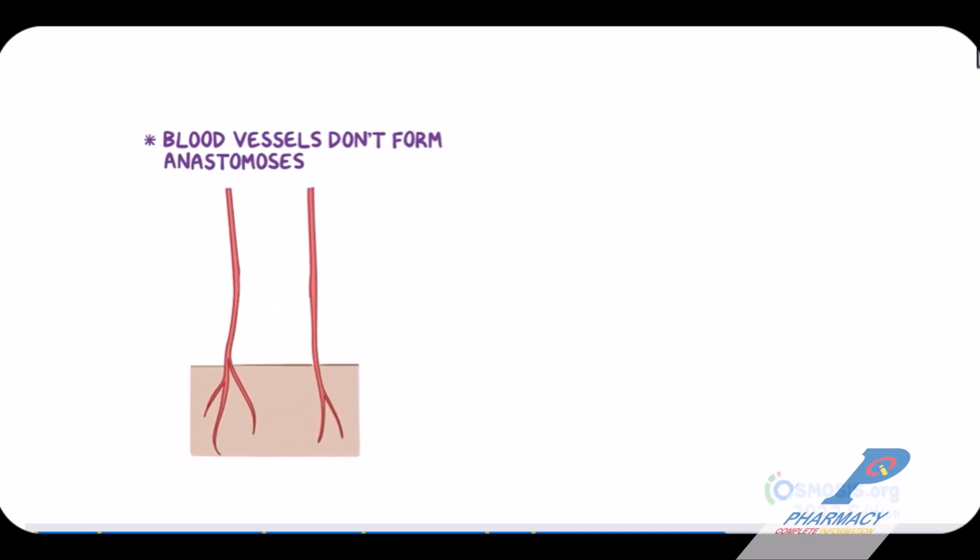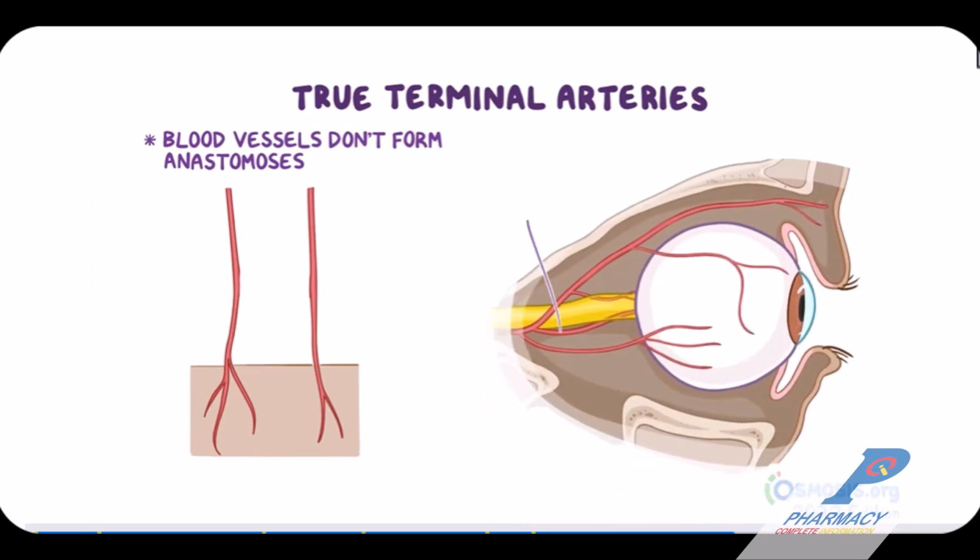Here, an obstruction to the main artery supplying a tissue may possibly cause tissue death. An example of these arteries is the anterior spinal artery, which runs on the anterior aspect of the spinal cord. Also, blood vessels may not form anastomoses at all. These vessels are called true terminal arteries. An example of a true terminal artery is the central retinal artery of the eye. Since there is no anastomosis here, a blockage in the central retinal artery can cause blindness.